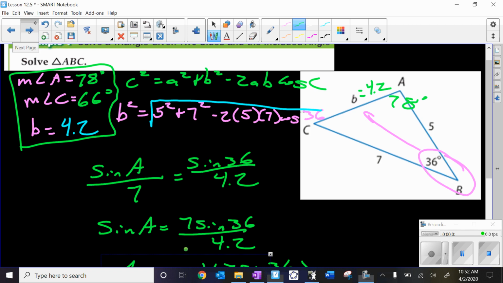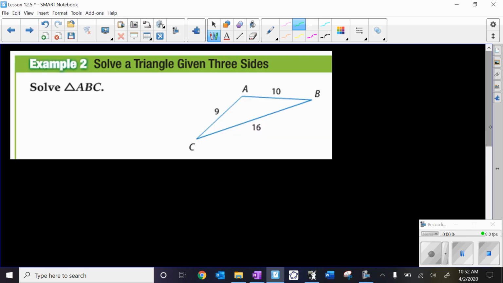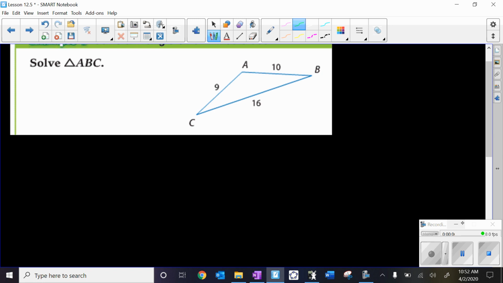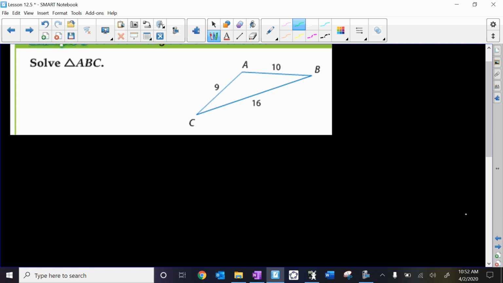Finally, we're going to use the law of cosines to look at a scenario where we have side, side, side. If I have all three sides, that means I want to find the measure of each angle: the measure of angle A, the measure of angle B, and the measure of angle C. We'll round each angle measure to the nearest degree out of this. And I'm going to start by finding the measure of angle A.